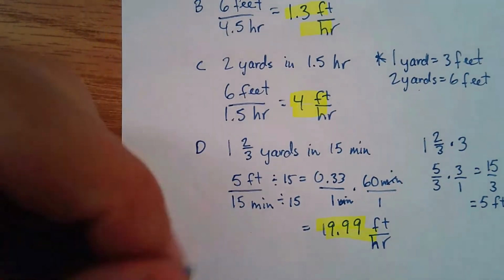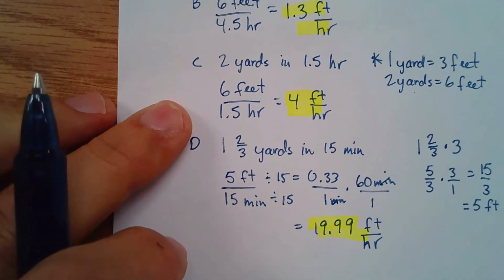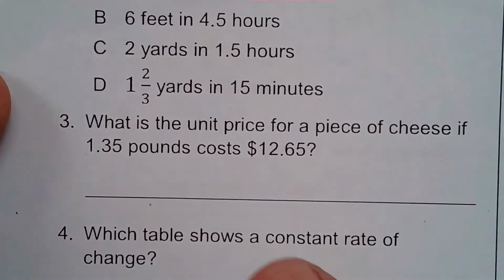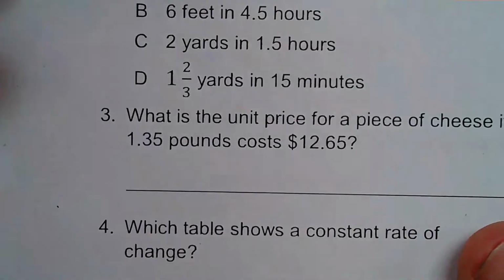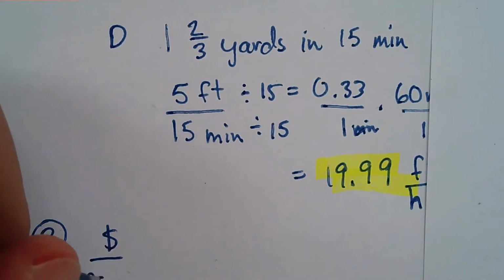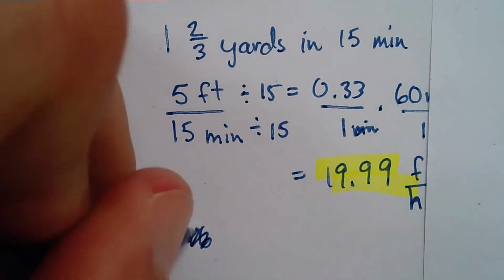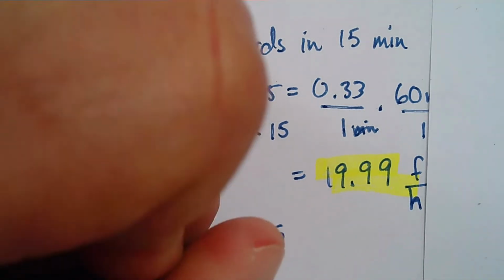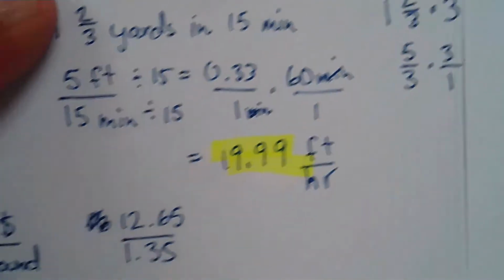Okay, number three. What is the unit price for a piece of cheese if 1.35 pounds costs $12.65? This one's going to be a lot easier. This is just price per pound. So it was 12.65 divided by 1.35. And that's right there, these two numbers right here, price per pound.